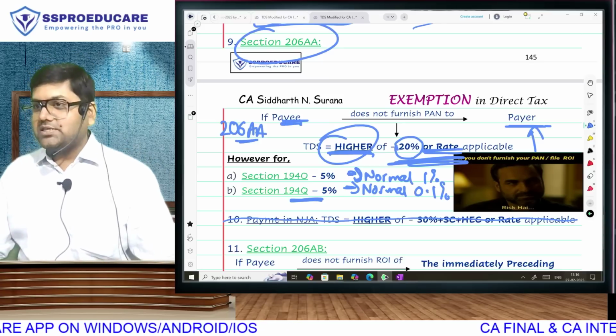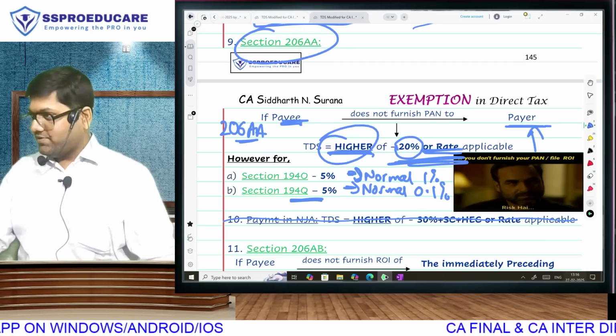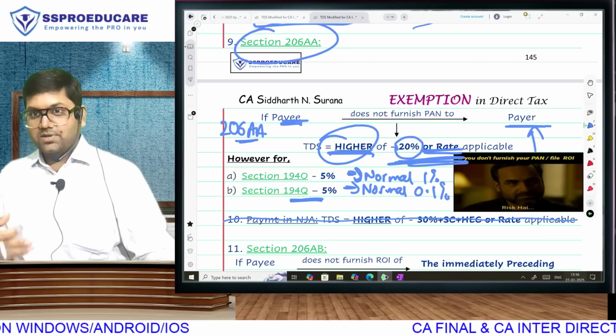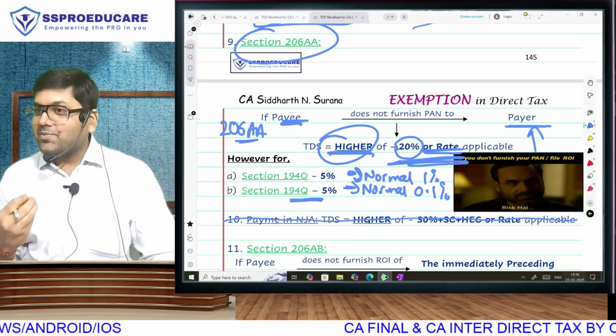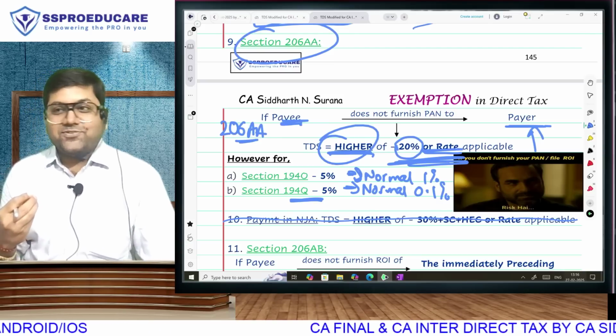For example, Google reviews of SS Pro Edu. You can give 5-star with an excellent review. Literally, I am getting a Zomato delivery boy feeling. Sir, please give a 5-star rating then.